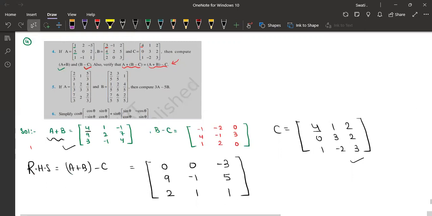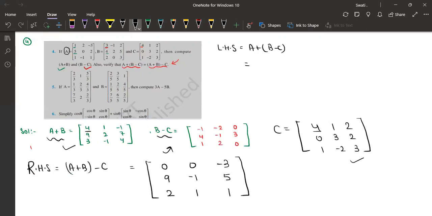Now let's check whether the LHS is the same or not. So let me just do it here. So on the LHS, that means on the left hand side, we have A plus B minus C. But B minus C we already have here. So we need to simply add this with A, which is here only, right? So I can simply add this. So A plus B minus C is going to be this entry plus this entry, right?